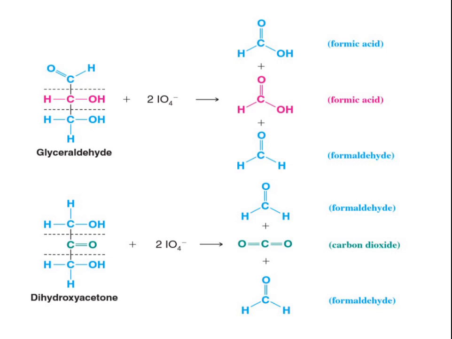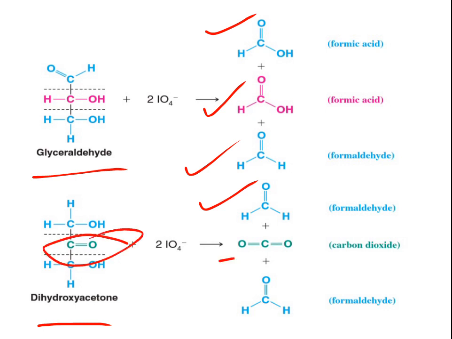So you can check that if you take glyceraldehyde, this will form formic acid, another one formic acid, and one formaldehyde molecule. And if you take dihydroxyacetone, this will form one formaldehyde, this one will form carbon dioxide, and the last one will form another formaldehyde.